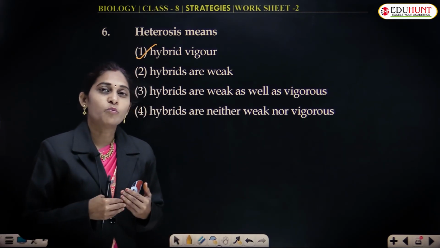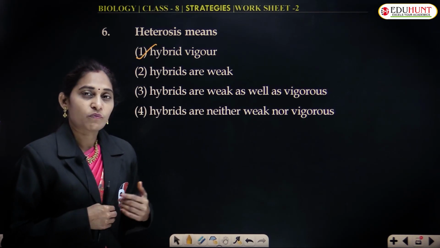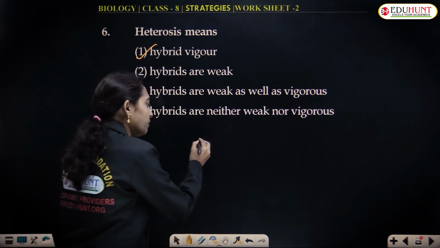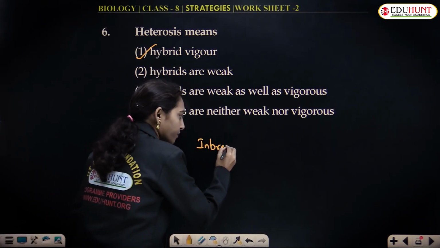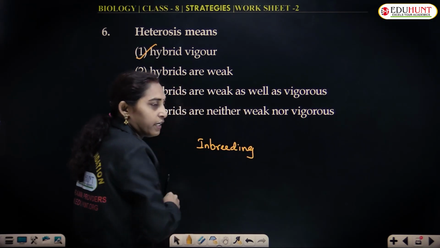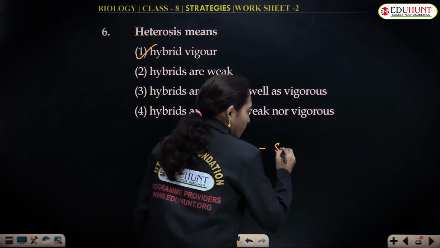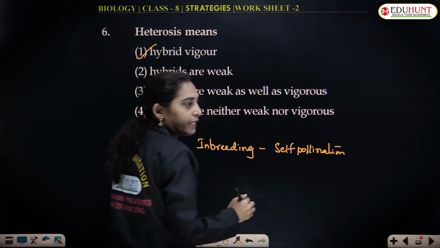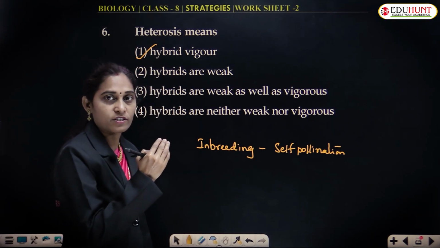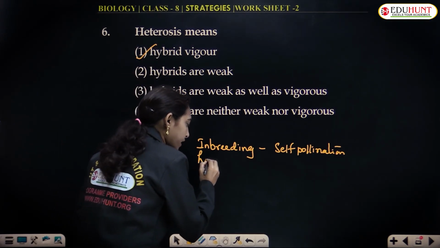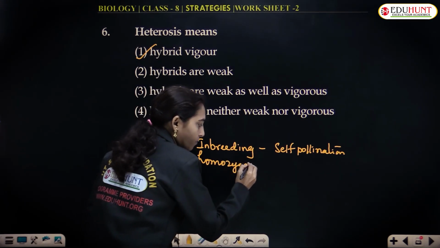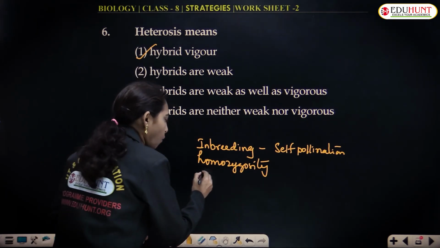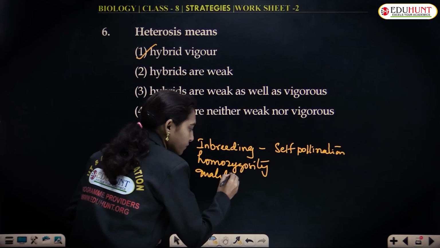To maintain the homozygosity, what we do is we keep on doing self-pollination, that is inbreeding. Inbreeding means self-pollination. Inbreeding is done for several generations to maintain the homozygosity. Otherwise, it will lose its homozygosity, that is genetic quality.